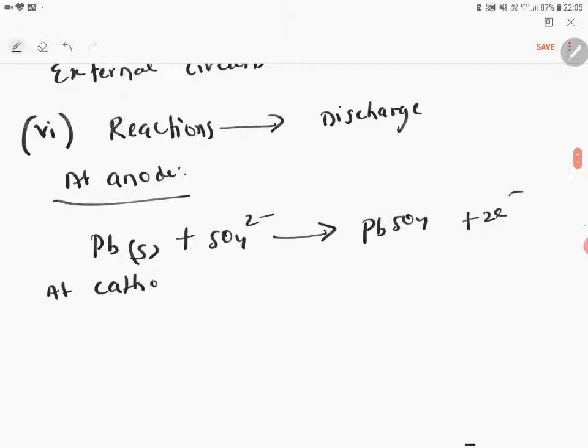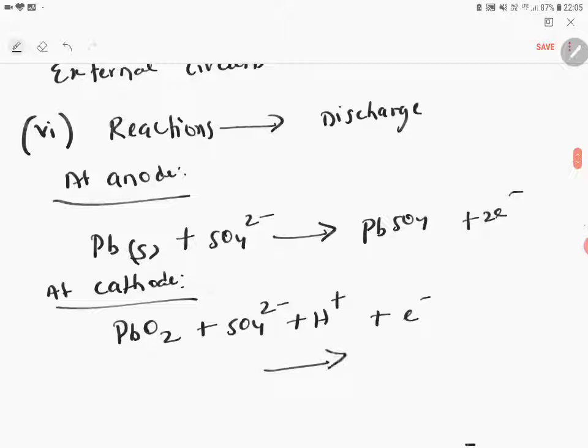At cathode, what happens is lead dioxide reacts with sulfate ion in the acidic medium, gaining an electron to form lead sulfate and water. So balance the hydrogen, you have to put 2H plus here.